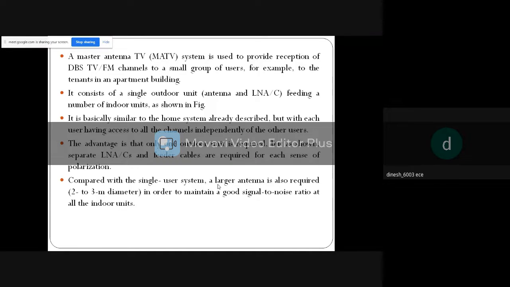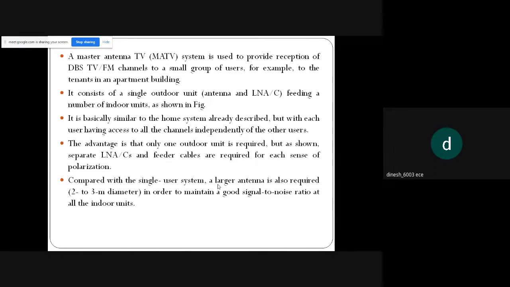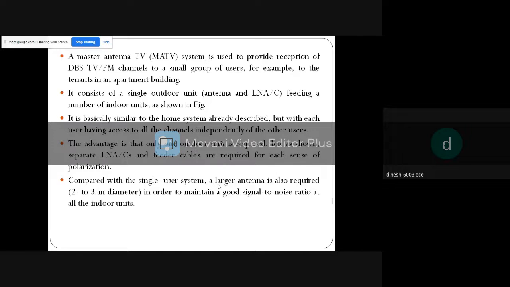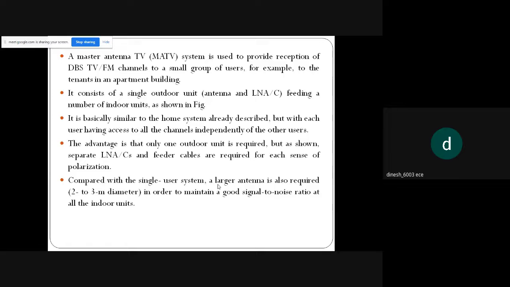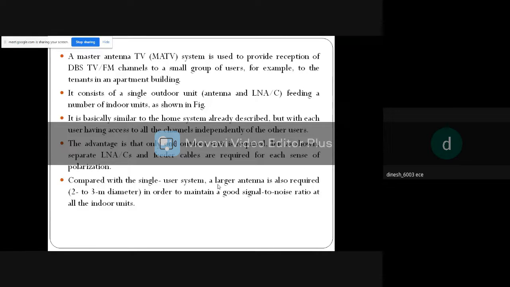The best example is a master antenna TV system providing reception of direct broadcast satellite television or FM channels to a small group of users. Example, tenants in an apartment building, or a group of users, which consists of a single outdoor unit antenna or LNA/LNB feeding a number of indoor units, which is basically similar to your home system already described, but with each user having access to all channels independently. Each user will see different channels, not the same channel, depending upon their usability.